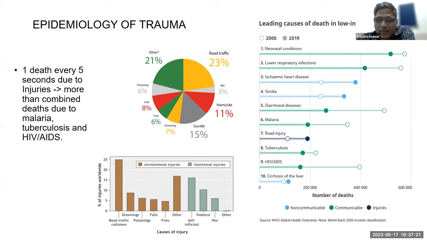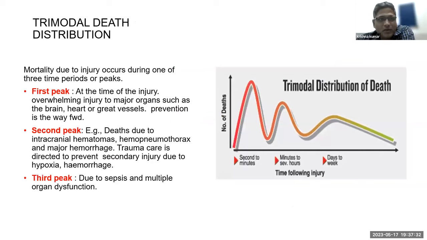According to the recent WHO data, road injuries are at the seventh level at this stage, but are rapidly picking up in rank. If you see the trimodal distribution of death, the mortality due to injuries peaks in three phases. The first one happens within seconds to minutes, basically at the time of injury. We have overwhelming injury to the major organs such as brain, heart, and great vessels. And the only way forward is prevention of these injuries.